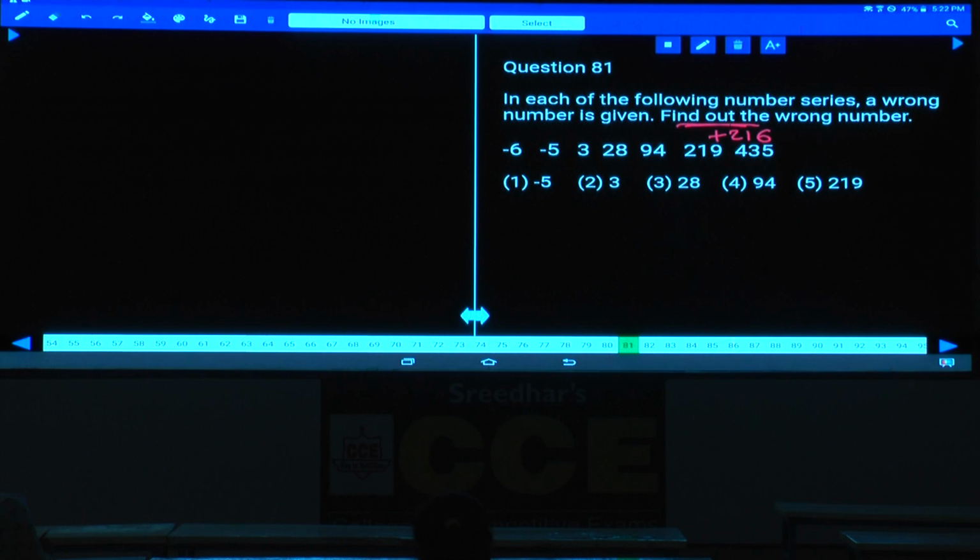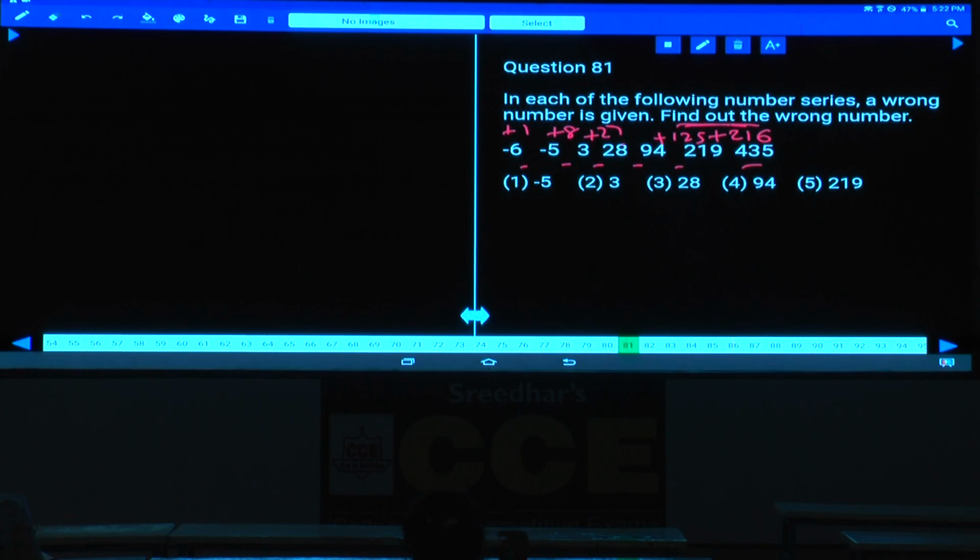94 and 219, check out what is the difference here. 94 plus 100 is 194 plus 25, that is 125. Now what are these numbers here? Now cubes are being added. 6 cube, 5 cube, 4 cube, 3 cube, 2 cube, 1 cube. Now 1 cube means plus 1. Minus 6 plus 1 is minus 5, and minus 5 plus 2 cube is how much? 8. Minus 5 plus 8 is plus 3, and the next one must be plus 27.